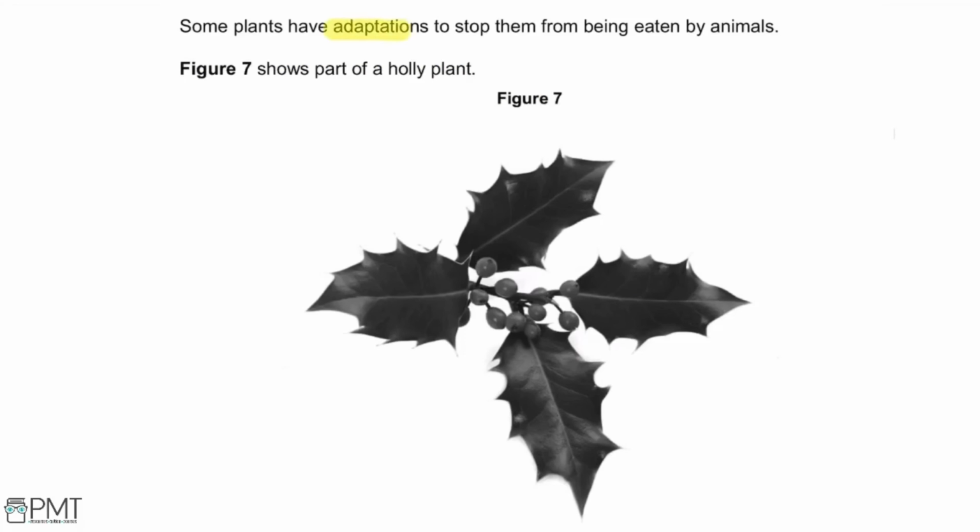Some plants have adaptations to stop them from being eaten by animals. Figure 7 shows part of a holly plant. So this term adaptations is referring to the characteristics of an organism that give it a survival advantage. So in this instance it's referring to the plant's defences against being eaten by animals.